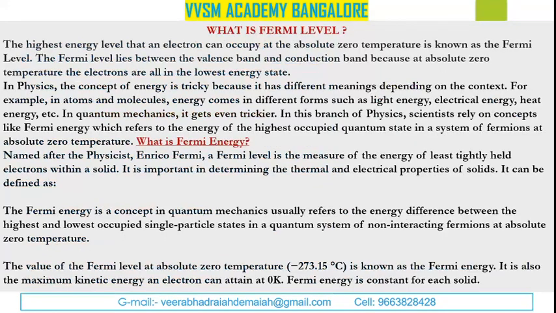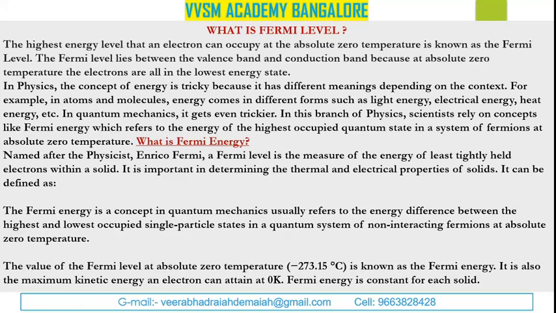Now coming to the higher level of electronics, what is the Fermi level? The highest energy level that an electron can occupy at absolute zero temperature is known as the Fermi level. The Fermi level lies between the valence band and the conduction band because at absolute zero temperature the electrons are all in their lowest energy state. In physics, the concept of energy is tricky because it has different meanings depending upon the context.